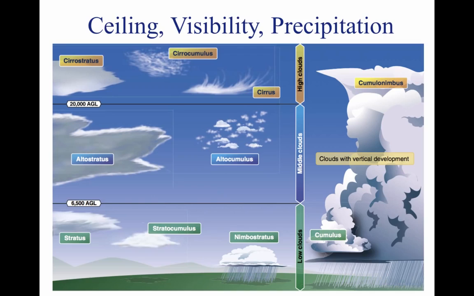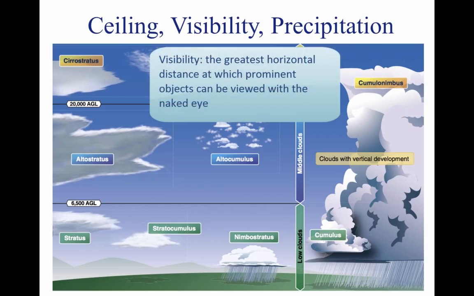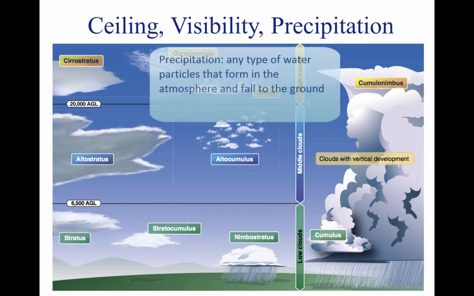Closely related to cloud cover and reported ceilings is visibility information. Visibility refers to the greatest horizontal distance at which prominent objects can be viewed with the naked eye. Current visibility is also reported in METAR and other aviation weather reports, as well as by automated weather systems. Visibility information, as predicted by meteorologists, is available for a pilot during a pre-flight weather briefing.